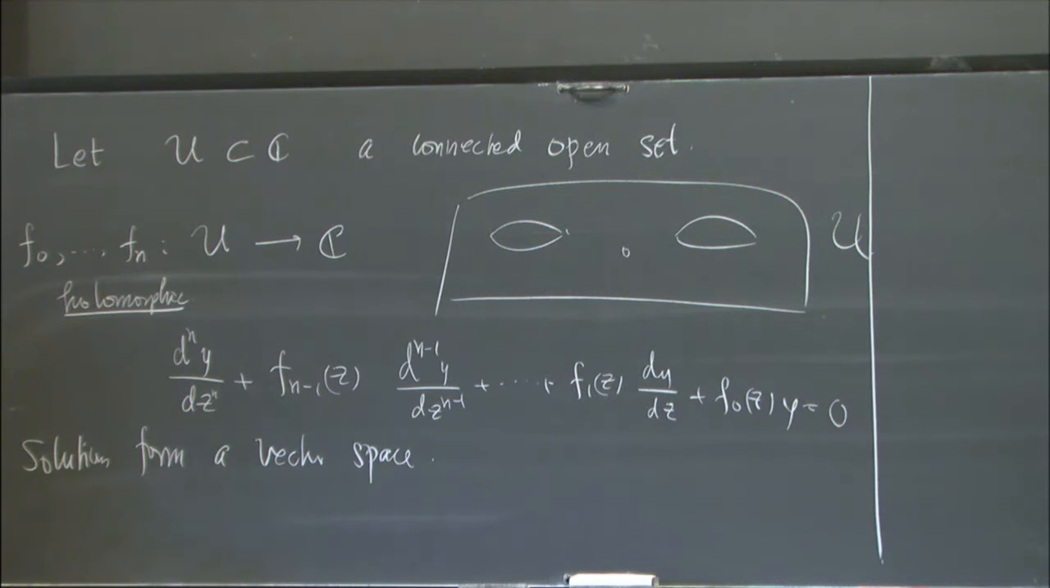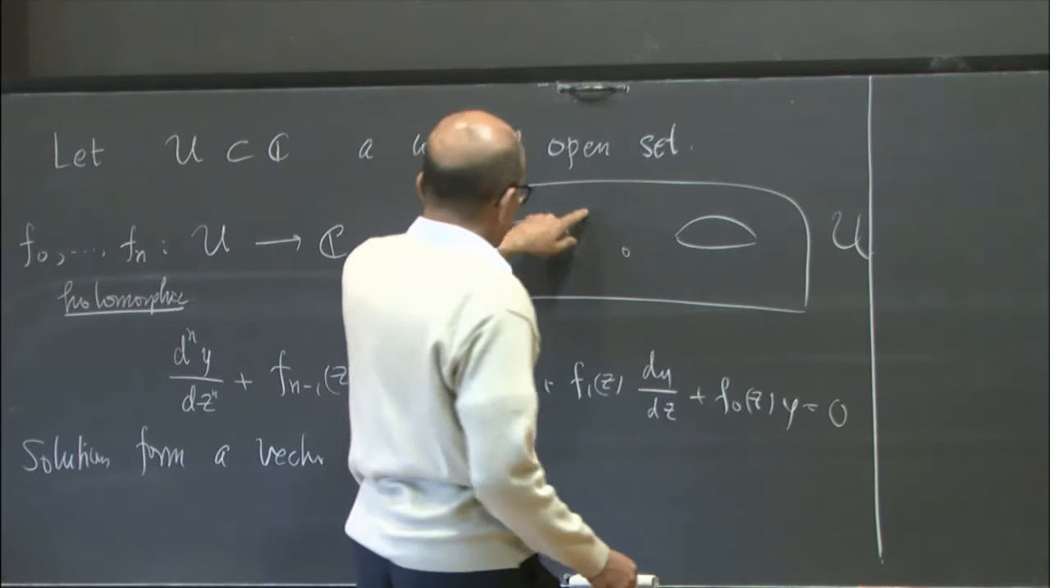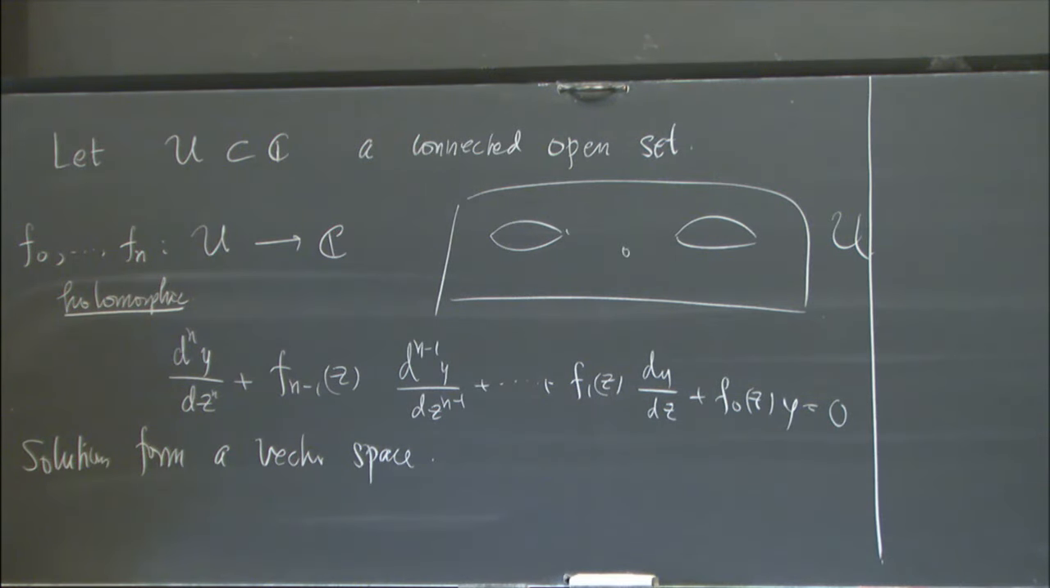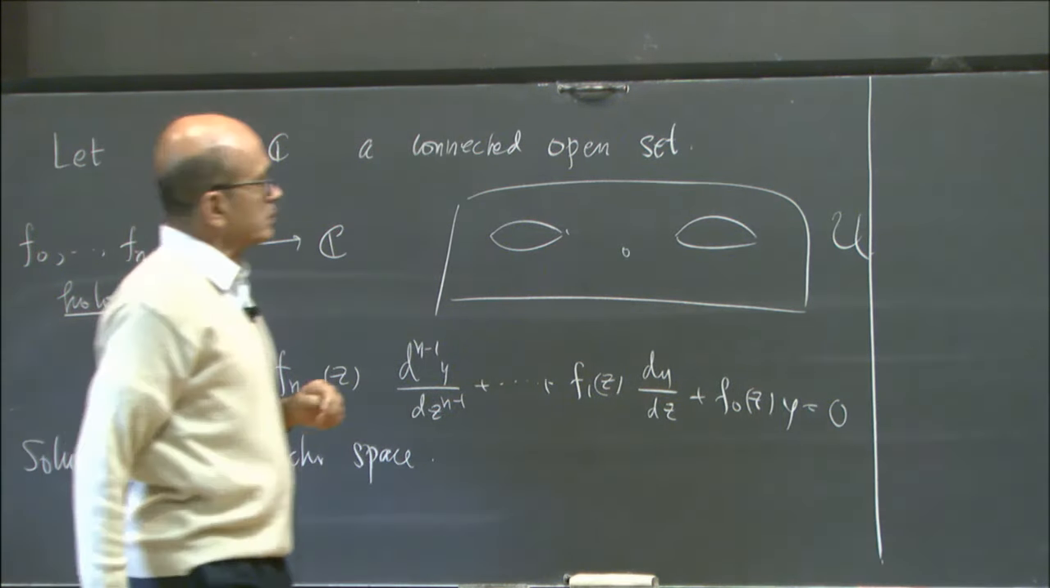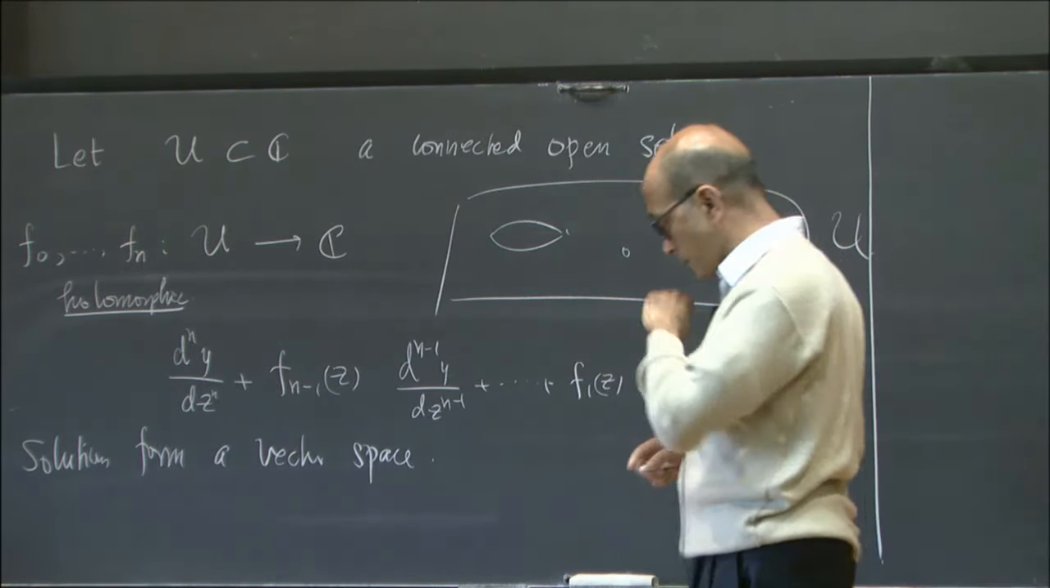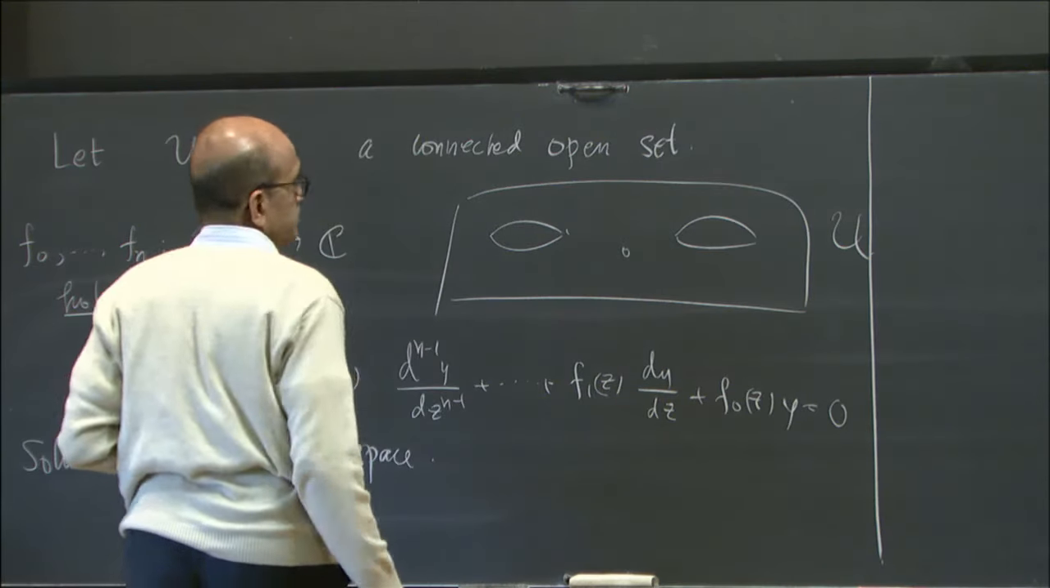So the action of the space of loops based at a point on the space of solutions is exactly the monodromy. To define this precisely, let me recall a result of Cauchy.